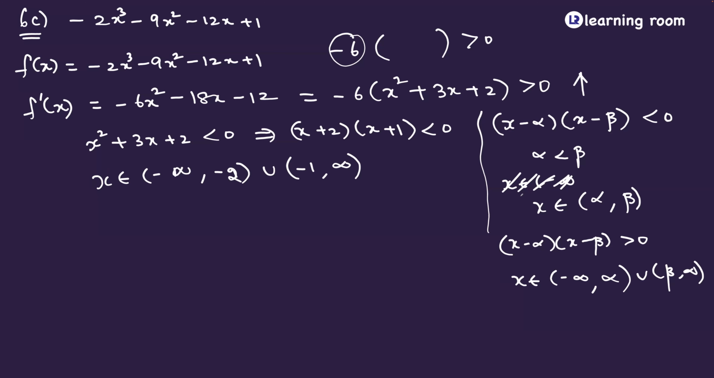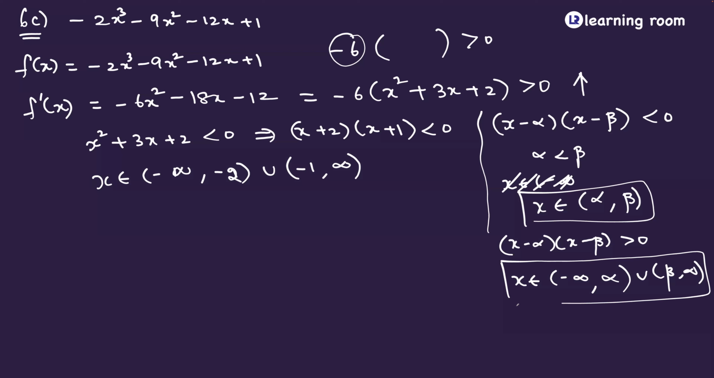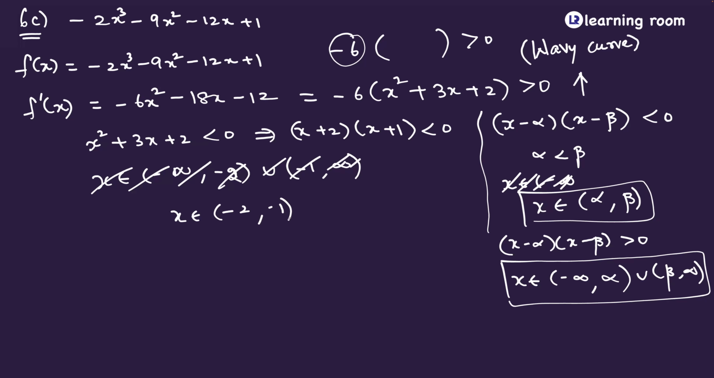If somebody asks you how did you obtain this, can someone tell me the logic? I've already taught this 2-3 times. You draw a number line, and there is something called the wavy curve method. I gave you a curve also, right? So this is the logic. So the answer here is going to be x belongs to -2 to -1. It is between -2 and -1.